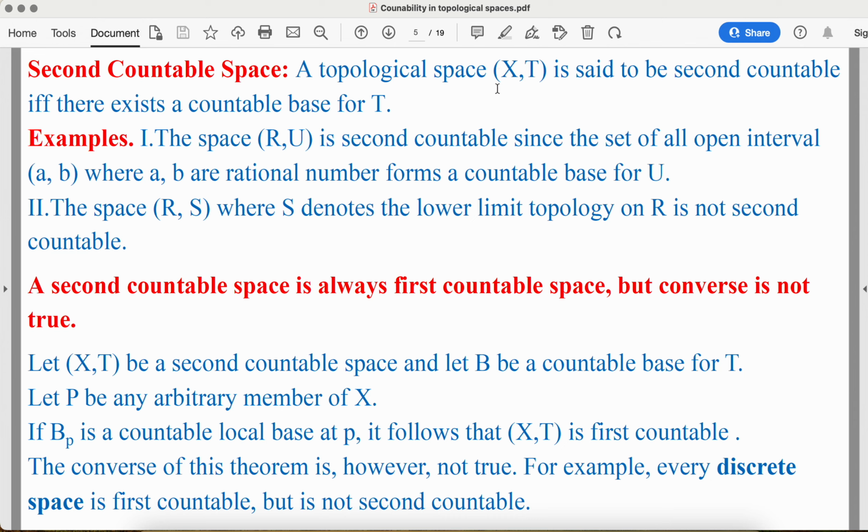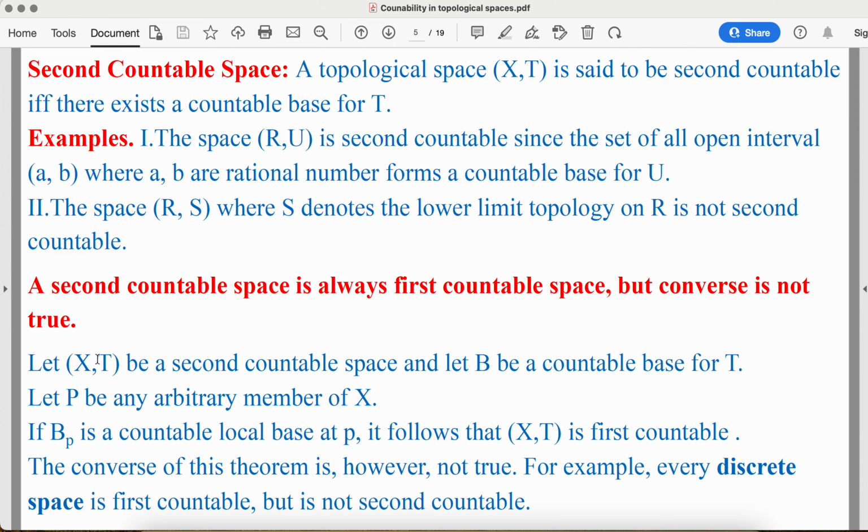What is a second countable space? A topological space (X, T) is said to be second countable if and only if there exists a countable base for T. The space R_u, where R is the set of real numbers, is second countable since the set of all open intervals (a, b), where a and b are rational numbers, forms a countable base for u. And the space R_s, where s denotes the lower limit topology on R, is not second countable.